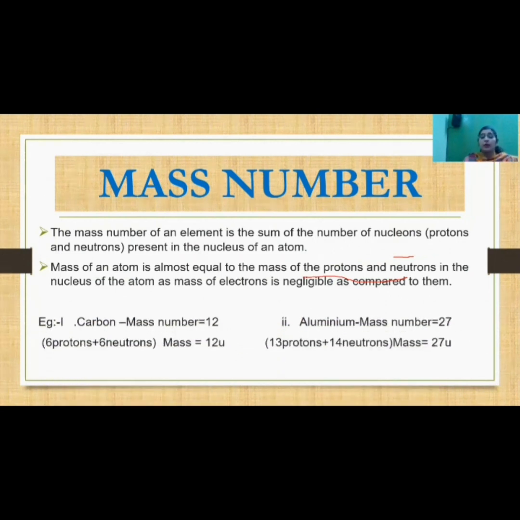So if we have to calculate the mass of carbon, the mass of carbon is 12 because the number of protons and neutrons is equal to 6. Whereas if we have to calculate the mass of aluminium, the atomic number of aluminium, or the number of protons, is 13 and the neutrons are 14. So 13 plus 14 is 27.